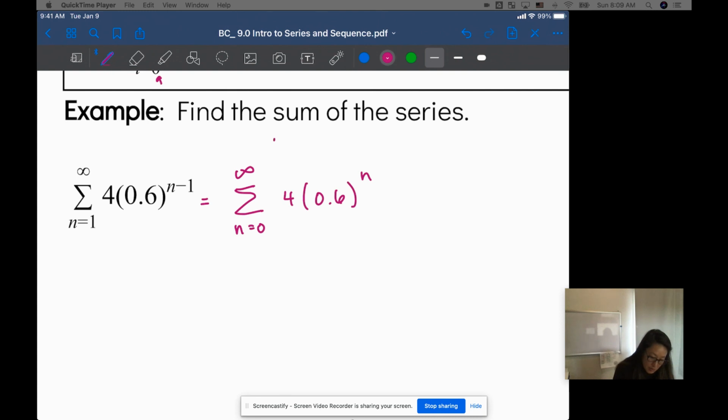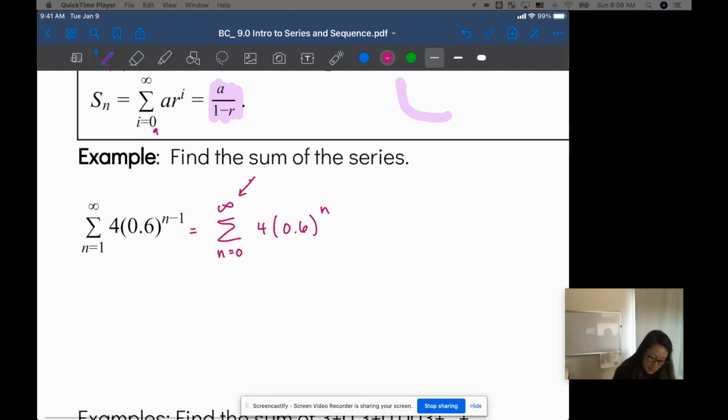Okay, so we're going to go ahead, and I see that we're doing an infinite series since our ending term is infinity. So we just plug this in. So a over 1 minus r. Our a value is 4. Our r value is 0.6, so 1 minus 0.6. And since the r value is less than 1, we're good to go, that we can actually apply this series. So we have 4 over 0.4, which is 10.